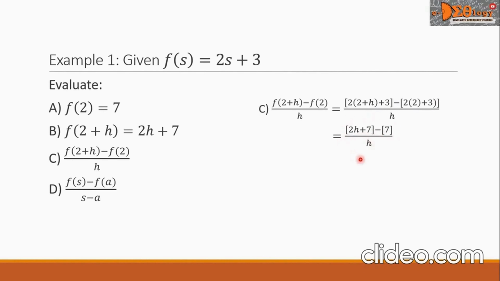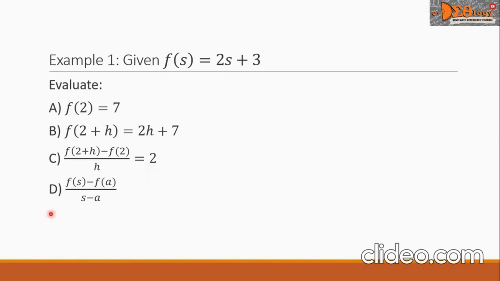And to simplify further, if I remove the grouping symbol, the positive 7 and the negative 7 here will cancel each other. It becomes 0. So on the next line, we can put here 2h all over h. And the h in the numerator and in the denominator can be cancelled out. So we have now our final answer to be 2. And we can write this answer opposite letter C here.